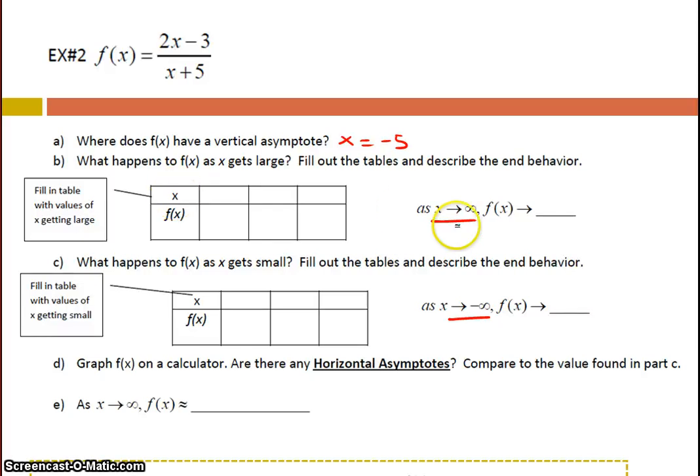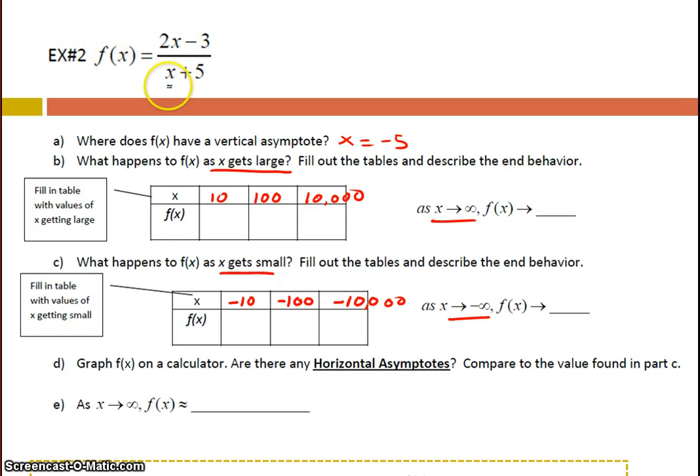So here we need numbers as x gets really big. As x gets large, 10, 1,000, 10,000, we'll plug those in and see what happens to the function. And then when I pull up the calculator, we'll see as x gets small, so -10, -100, -1,000, or -10,000. You don't have to pick these numbers, you just have to have a pattern of numbers getting really, really small as it's approaching -infinity. What's happening to our function? I'm going to plug these into the calculator.